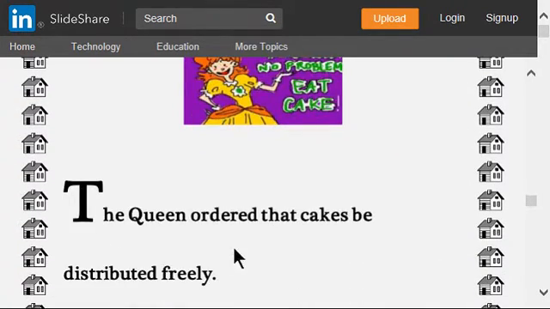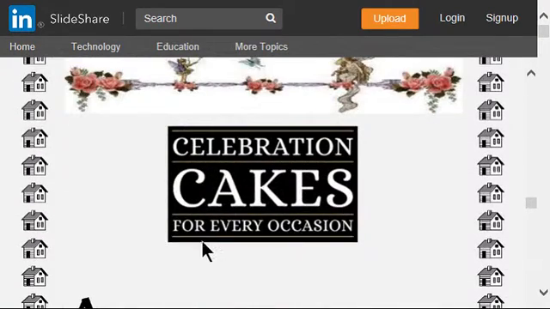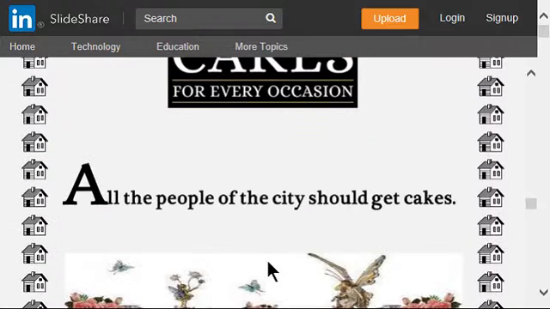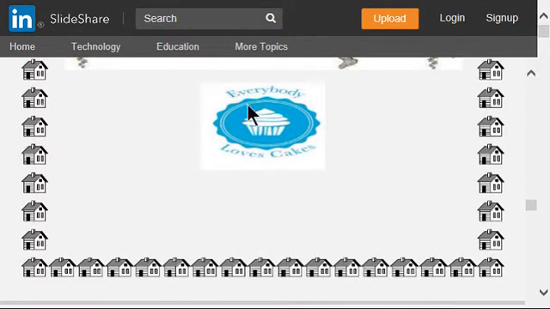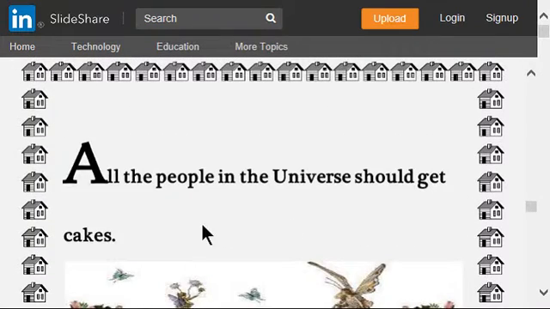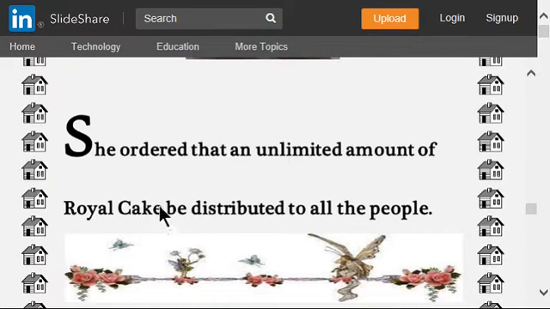The queen ordered that cakes be distributed freely. With cakes for every occasion. All the people in the city should get cakes. Everybody loves cakes. All the people in the universe should get cakes. An unlimited amount of royal cake should be distributed to all the people.